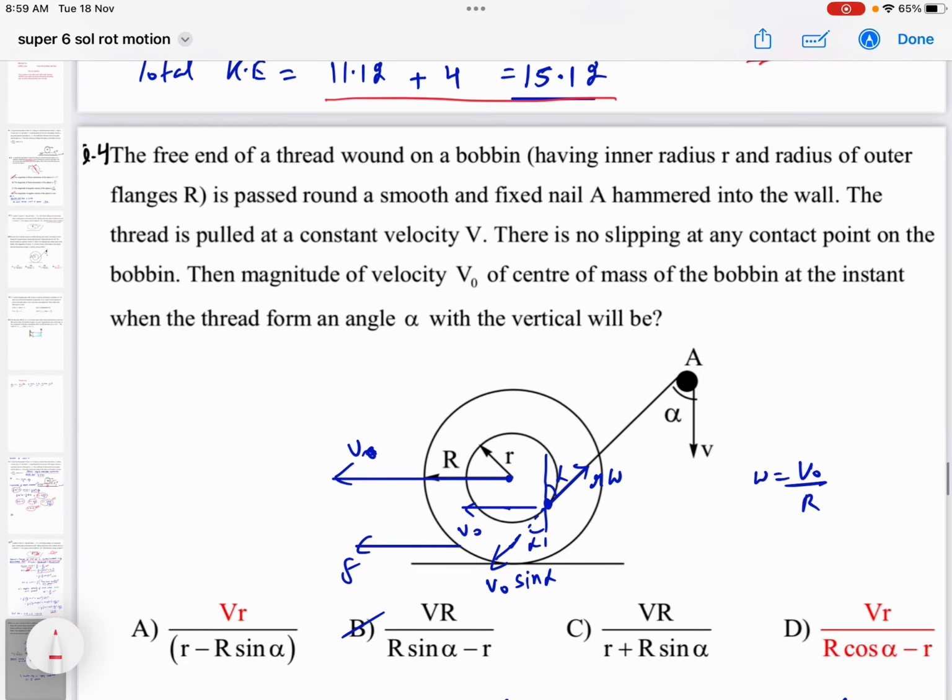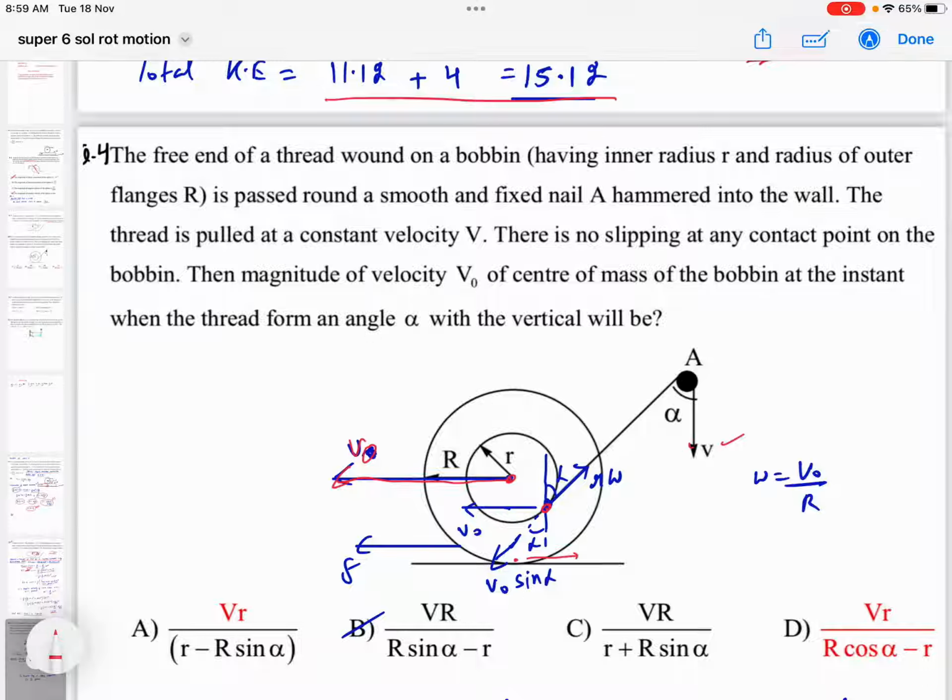So in question number 4, if you see, we are pulling the string downward with velocity v, and if you are pulling, it means you are trying to slide the lowest point towards the right, so obviously the friction acting on it will be towards the left, right? So if some friction is acting on this spool, what will happen, there will be velocity of the center of mass towards the left, so that is say v naught, right?